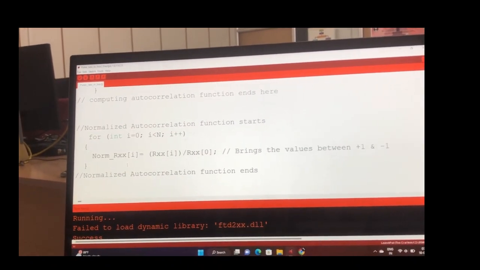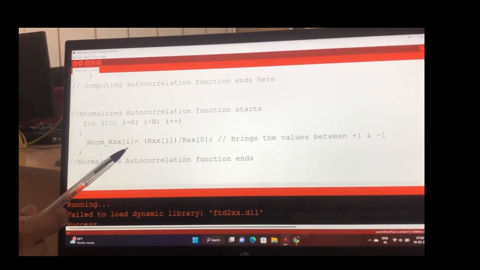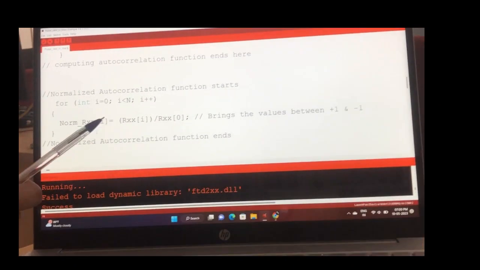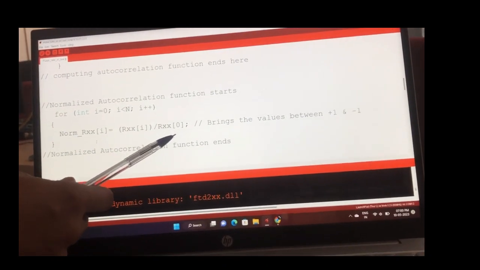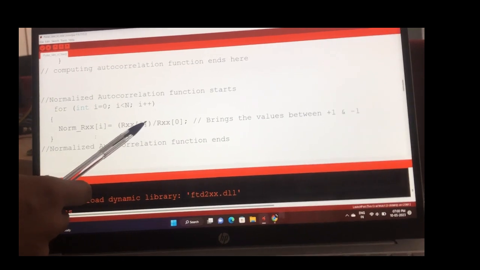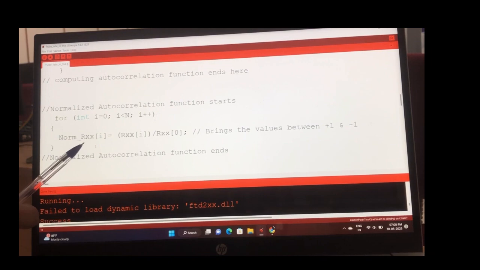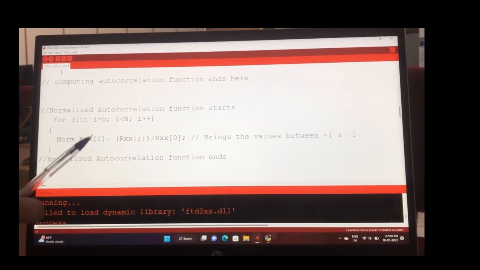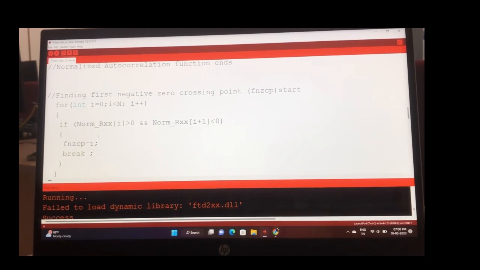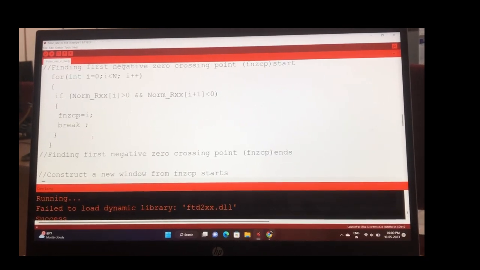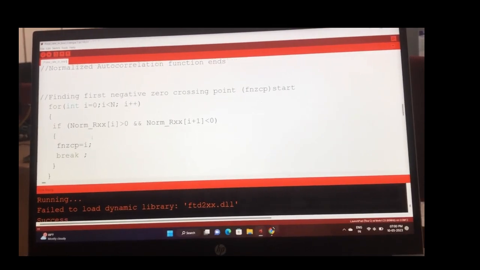So how to normalize it? Rxx of 0 is the maximum energy of the signal. The normalized value of the autocorrelated signal is achieved by dividing all the signal values by the energy of the signal, that is Rxx of 0, which brings the values between +1 and -1 as shown. So now the signal was taken, the autocorrelation was done and it was normalized, and then first we have to find out the first negative zero crossing point.